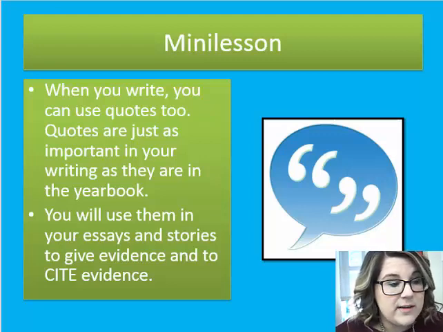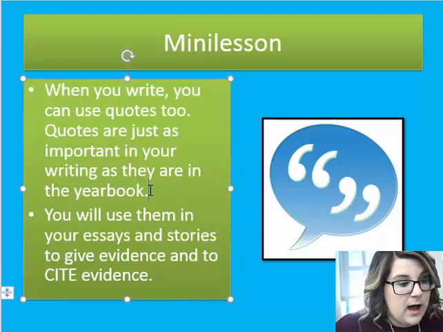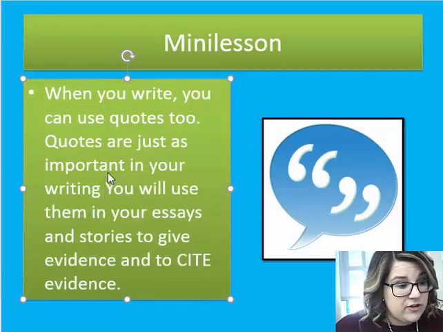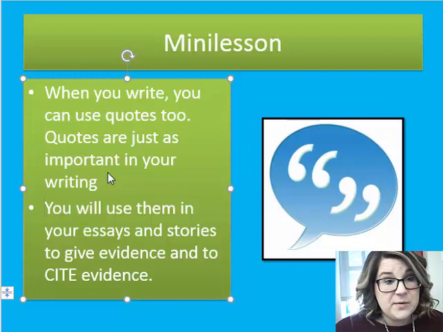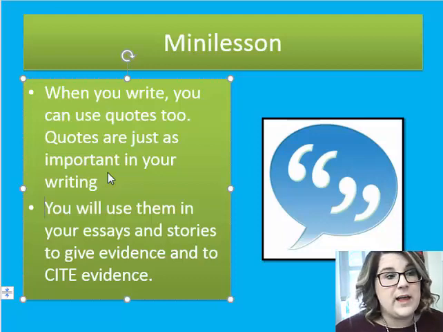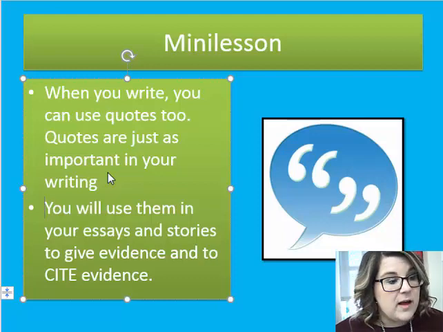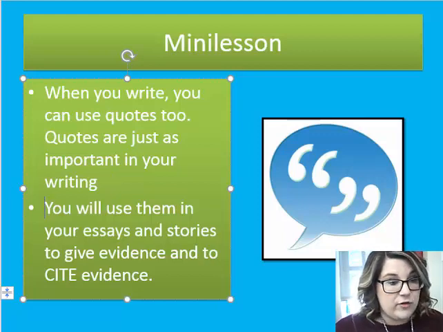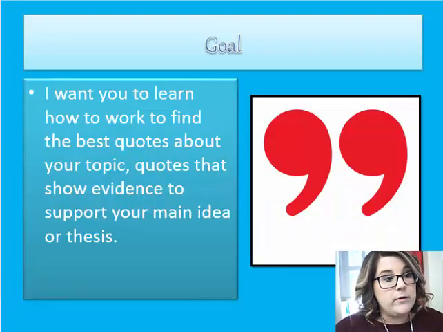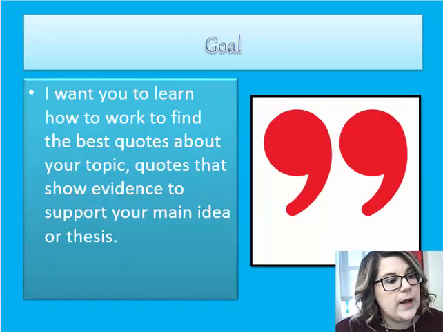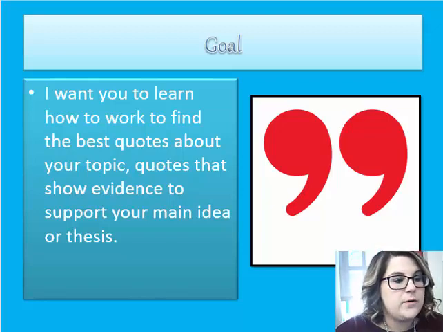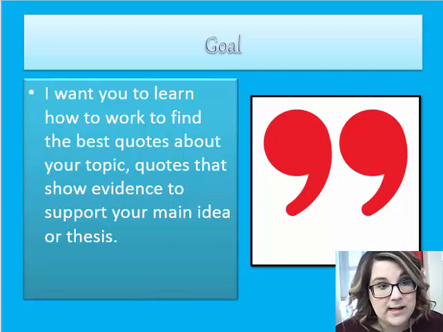They are just as important in your writing as the rest of your writing. So these quotations are just as important as the rest of the writing that you have, your thesis, your evidence. So you're going to use them in our essays to give evidence and cite evidence from our stories. So our goal today: I want you to learn how to find the best quotes about your topic, quotes that show evidence to support your main idea or thesis.